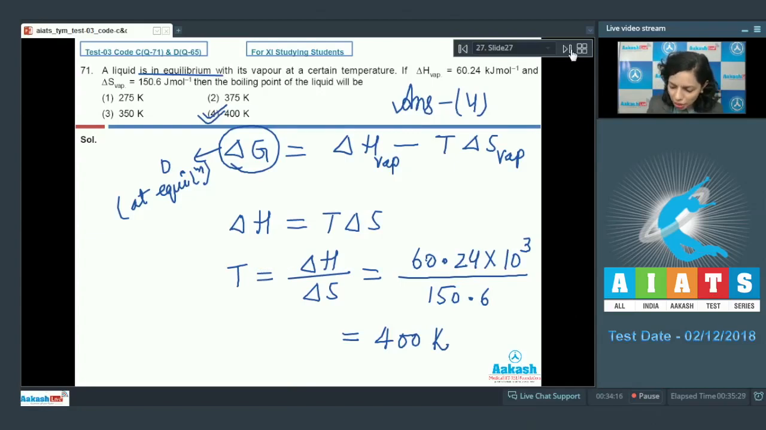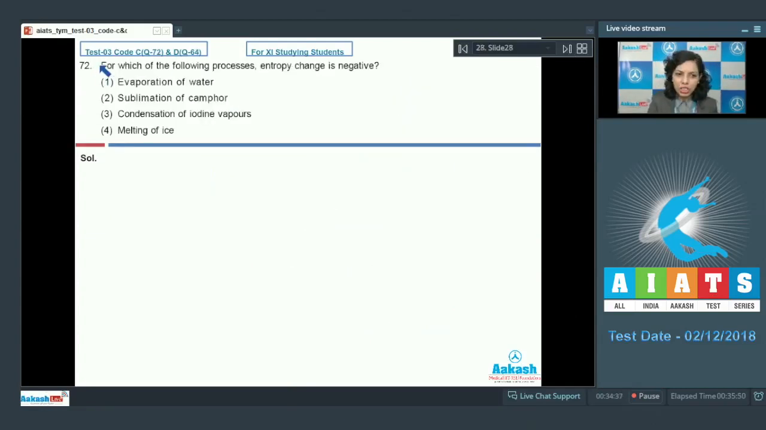Further, let's take question number 72. For which of the following processes entropy change is negative? It means we have to just find out that process for which entropy change is negative. We should always know that entropy change is positive when the system becomes more disordered. But we need here the entropy change as negative. It means we need the process in which the system is getting ordered. Let's check the options given here.